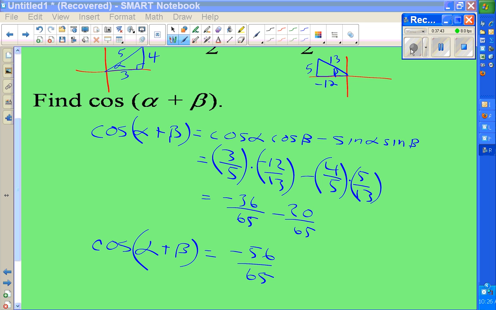All right, so there's a lot of formulas to deal with. Sine, sum and difference, cos, sum and difference is 4. You need to know those 9 values, exact values in quadrant 1, plus your quadrantals.